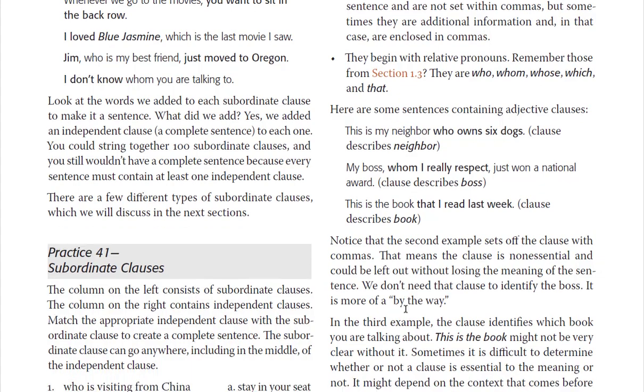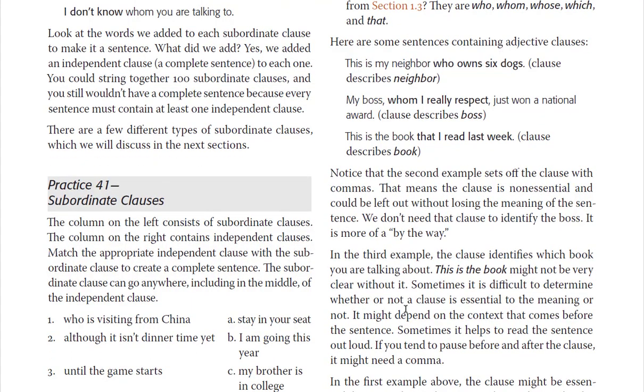Notice that the second example sets off the clause with commas. This means that the clause is non-essential and could be left out without losing the meaning of the sentence. We don't need that clause to identify the boss. It is more of a by-the-way. In the third example, the clause identifies which book you are talking about. "This is the book" might not be very clear without it.